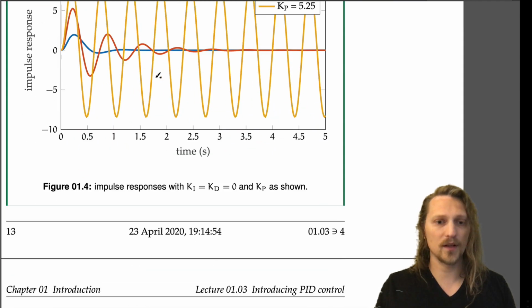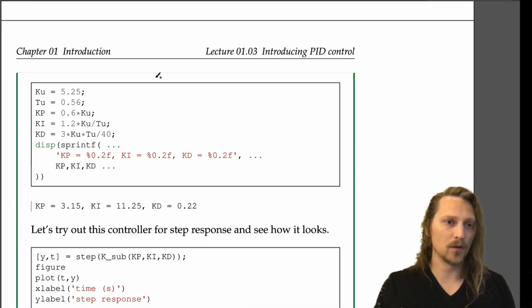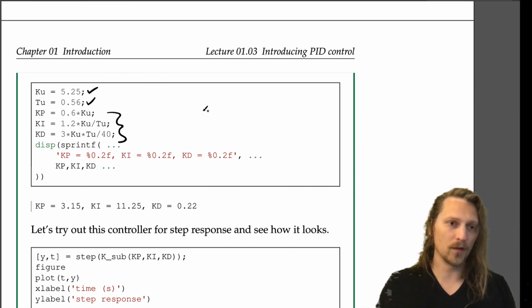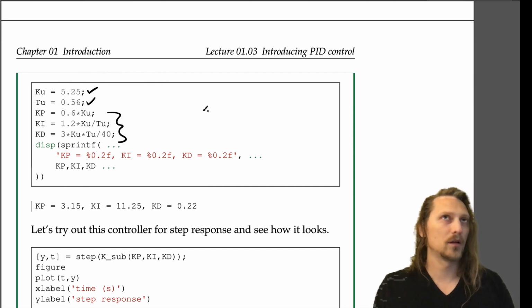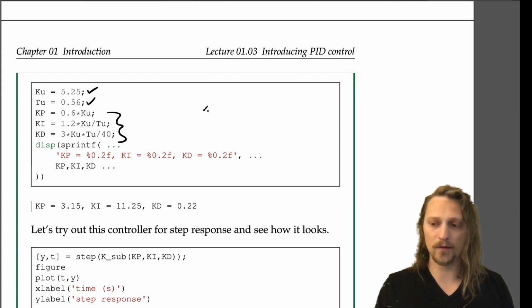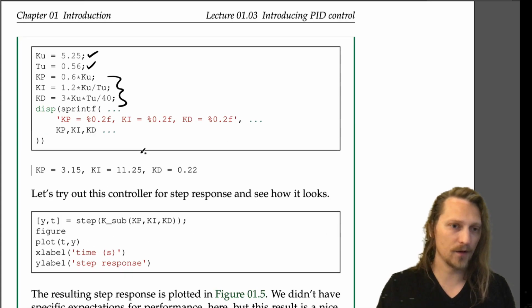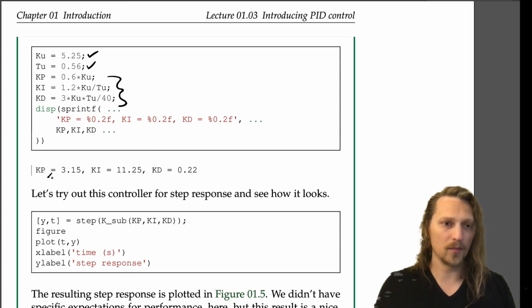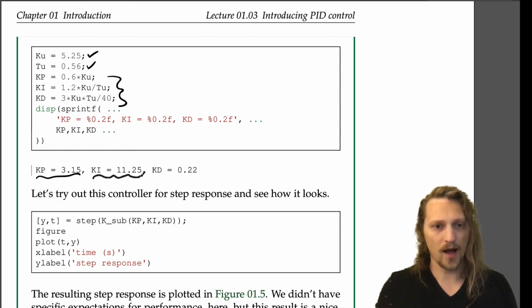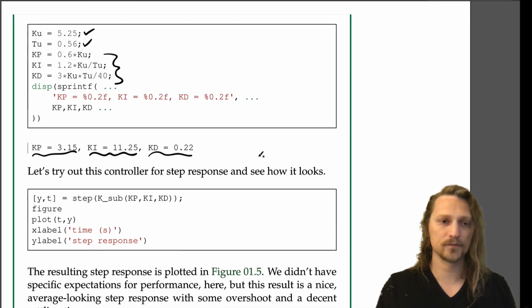Defining these quantities, we can now compute what our Kp, Ki, and Kd should be, from equation 1.6. So here was the ultimate gain, here was the oscillation period, and these are the three equations from our step 4 of the Ziegler-Nichols algorithm. And then I just print these out. And our Kp that we choose is 3.15. Our Ki is 11.25, and Kd is 0.22.